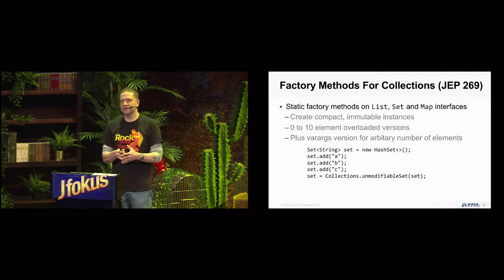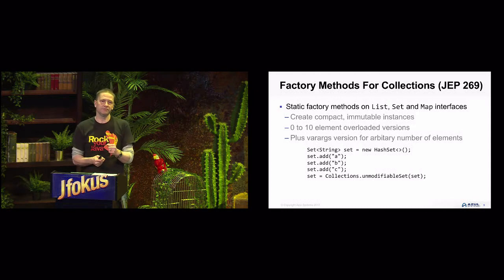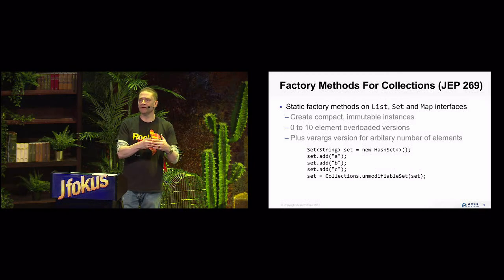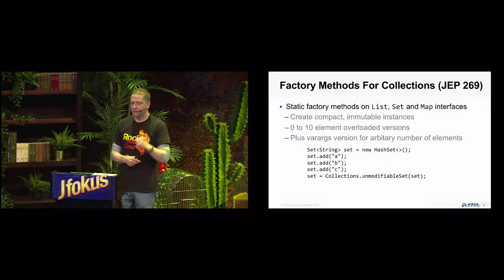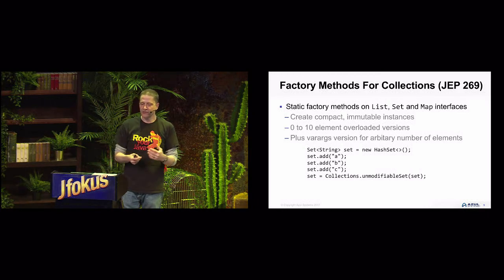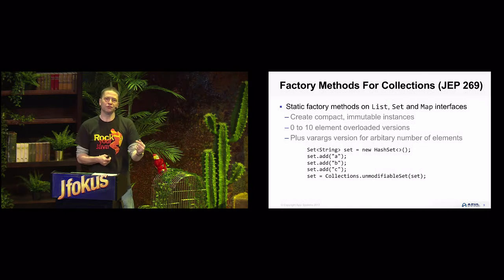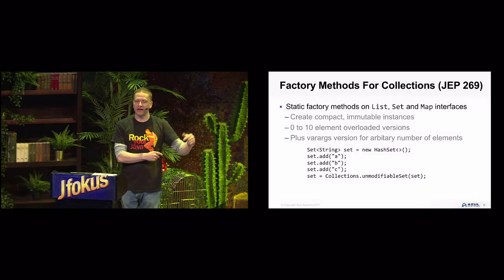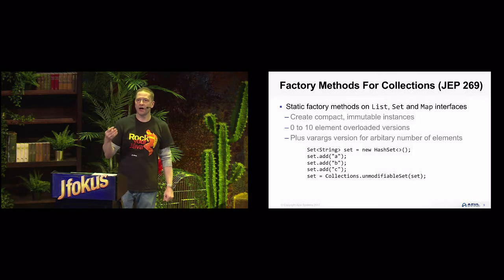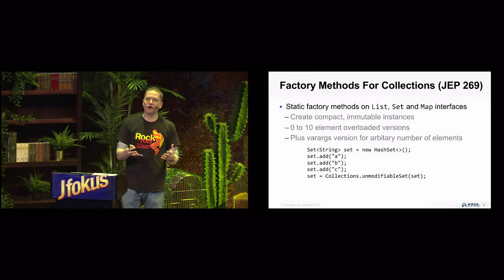JDK 8 introduced the idea of default and static methods in interfaces, so we could have multiple inheritance of behavior in Java. And by doing that, it simplifies where these methods need to be added. Add them at the top level, so list, set, and map, rather than having to add them into each concrete implementation of those. So now we can simply say that we want a method call which will take 0 to 10 elements, and so there are 11 overloaded methods that allow you to specify whichever number of elements you want to create the collection of. And then there's a last one which is designed for if you need more than 10 elements, then you've got a varargs way of doing things.